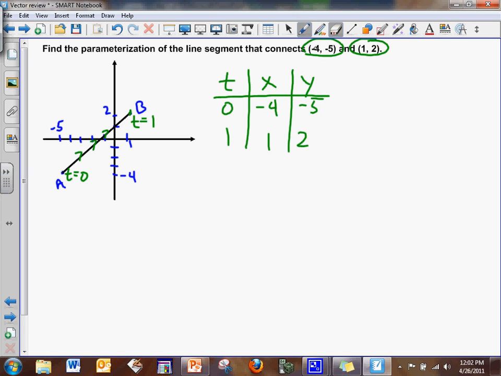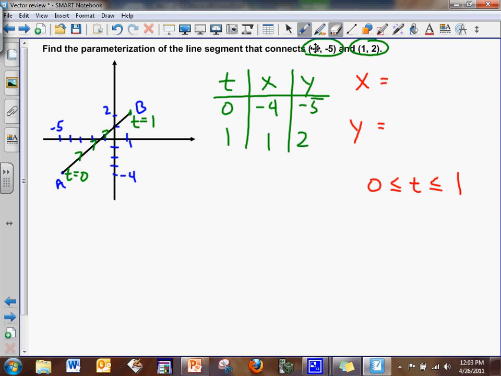Here's the key. A parametric equation has 3 parts to it. It has an x equation, a y equation, and an interval for t. On the interval, the time is just going to go from 0 to 1 second. And then we just got to find equations for x and y.